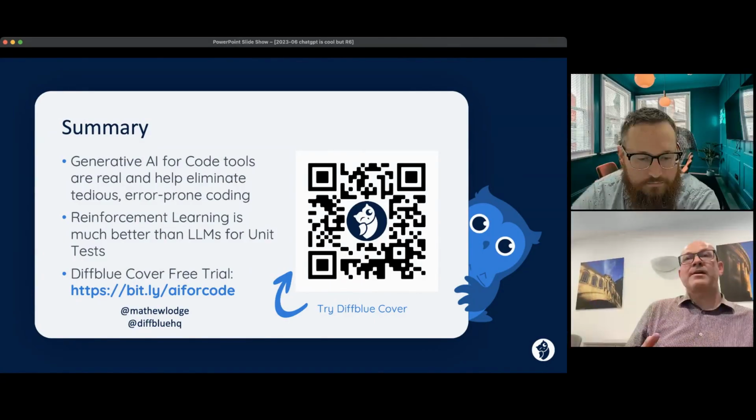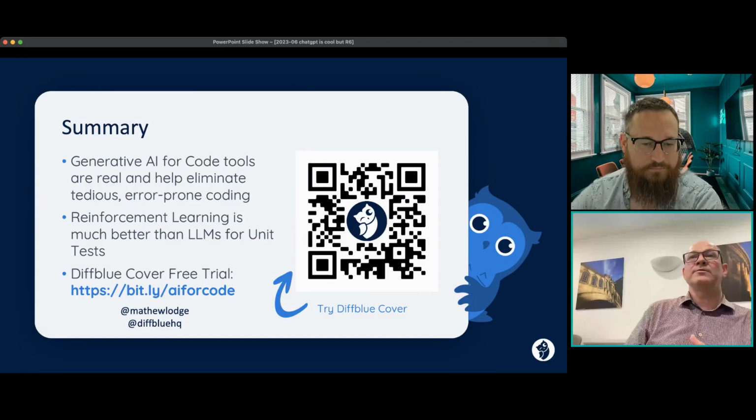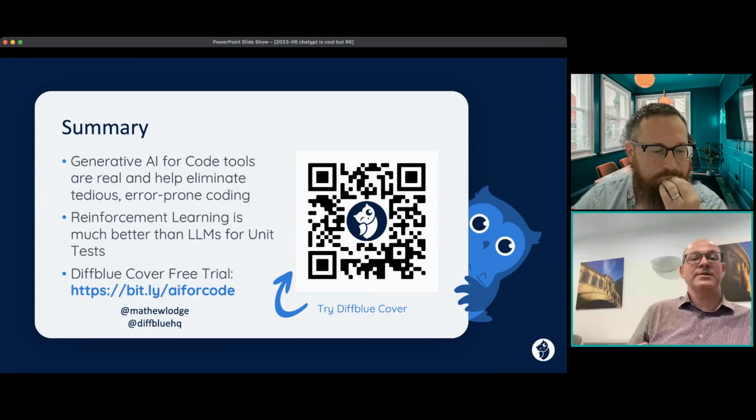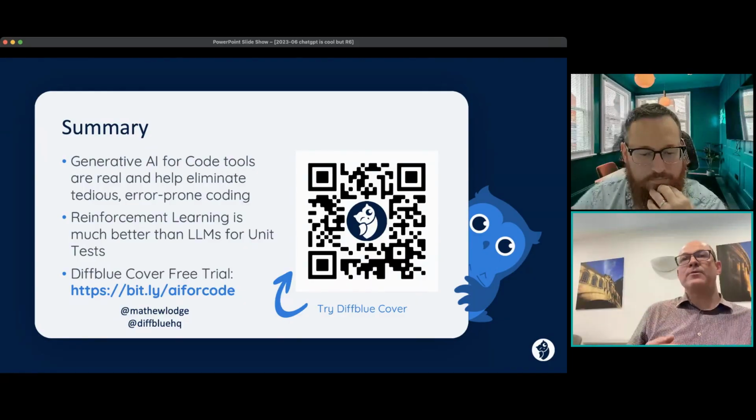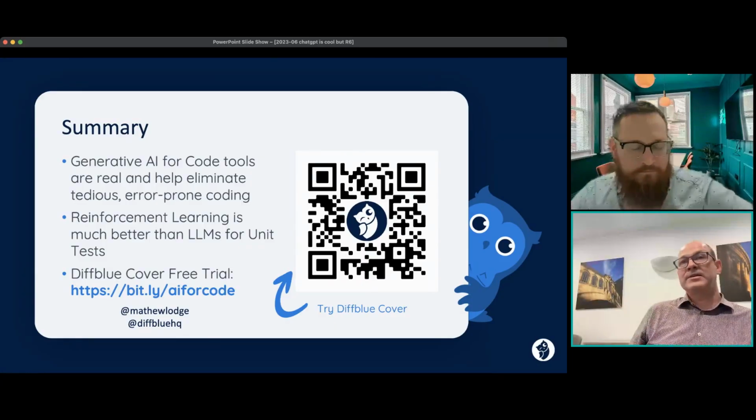We looked at generative AI for tools. We looked at some very general tools like ChatGPT, Copilot, and the like. All of this stuff is real. It's available today. You can try it. And all of it helps to improve developer productivity and eliminate tedious and error-prone coding.